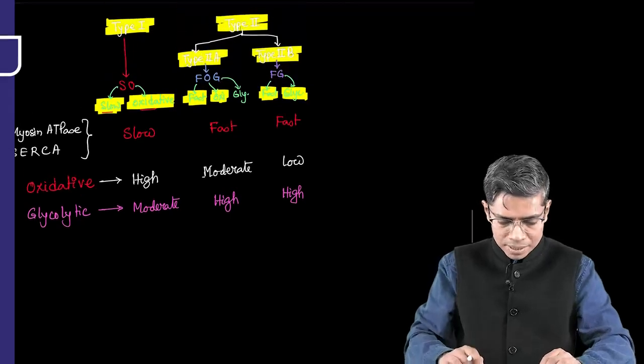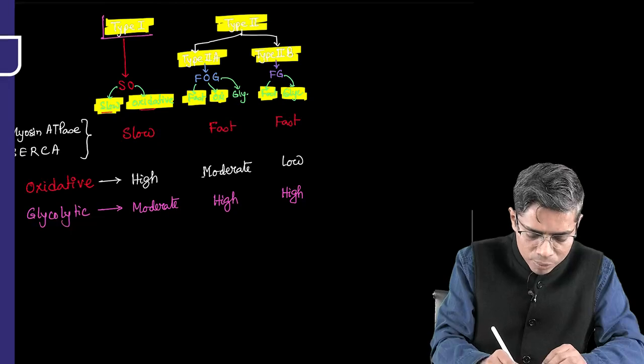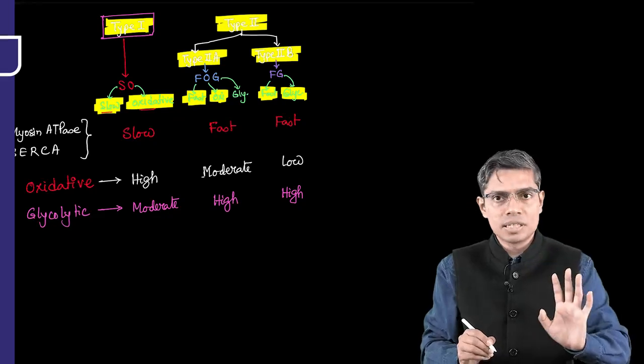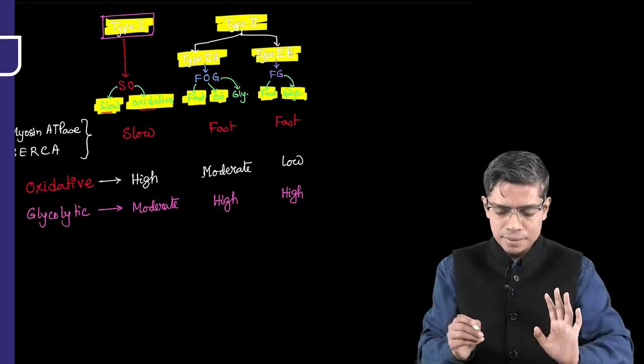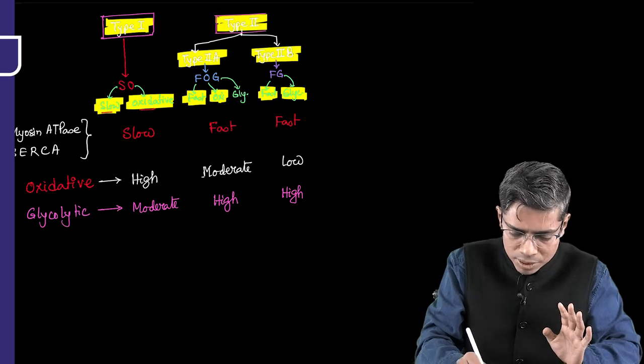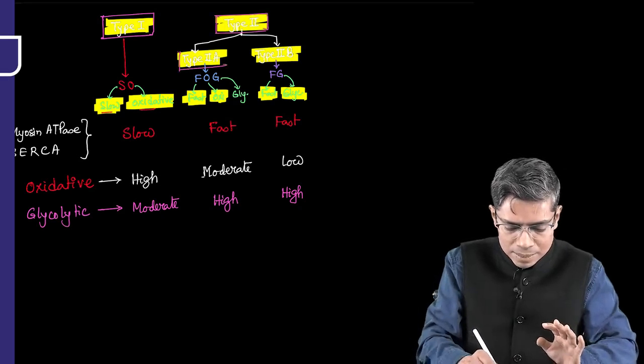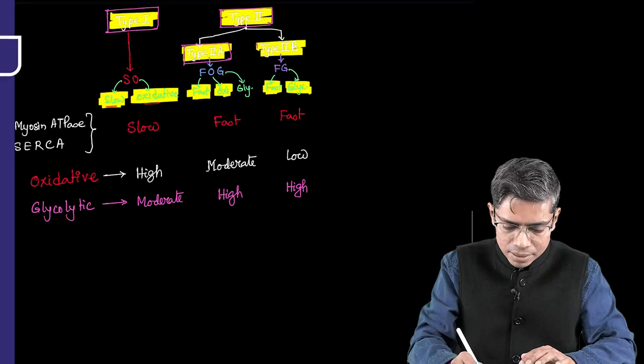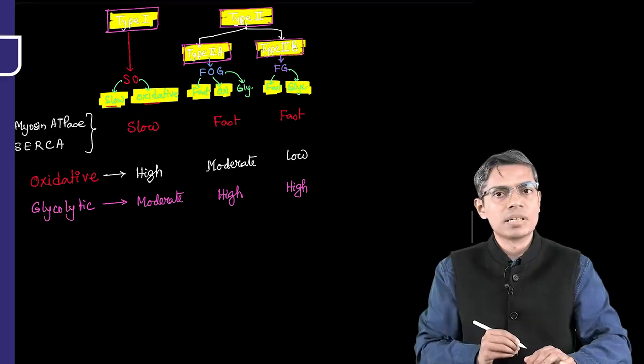Now you look at type 1 muscle fiber, how am I going to remember this? SO. S for slow and O for oxidative. So oxidative is high, glycolytic is moderate. There are two types, type 2a and type 2b. Type 2a has oxidative and glycolytic, both are there, and here in 2b it is only glycolytic type of metabolism.